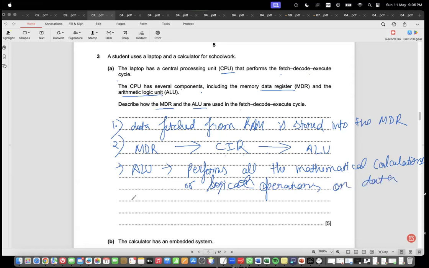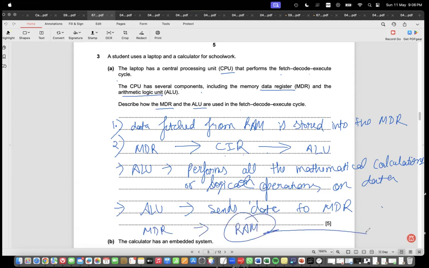Then after these calculations, the ALU sends this data to MDR again, and then this data is sent from MDR to the RAM, so that from this RAM it can be sent to the output screen. Okay, so these are the operations.